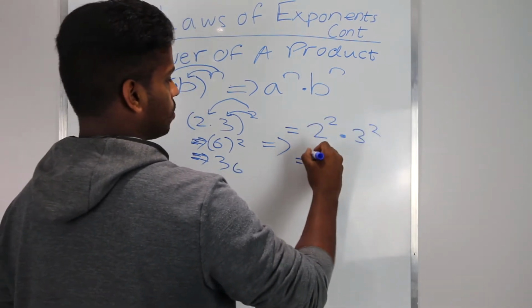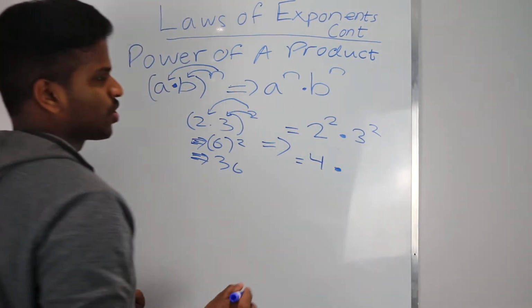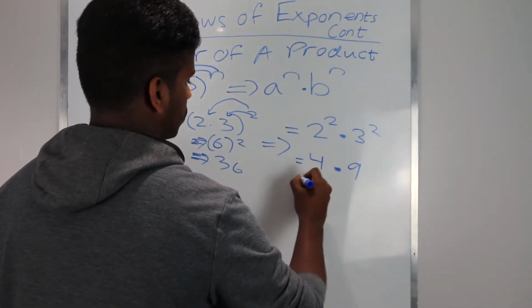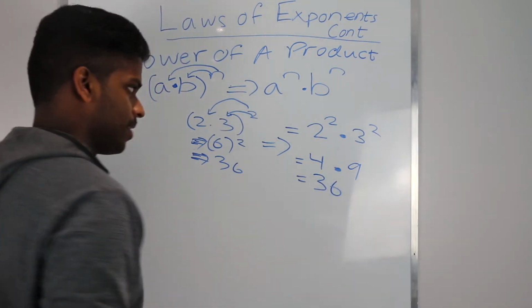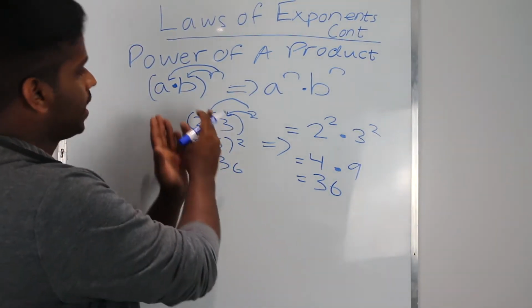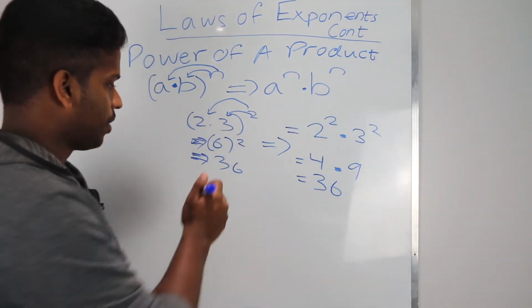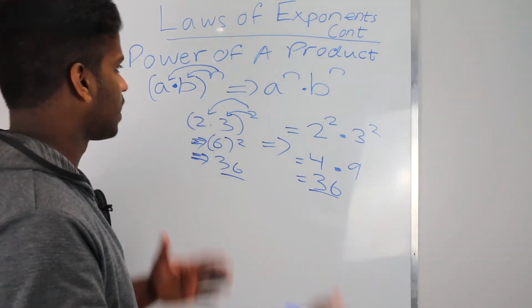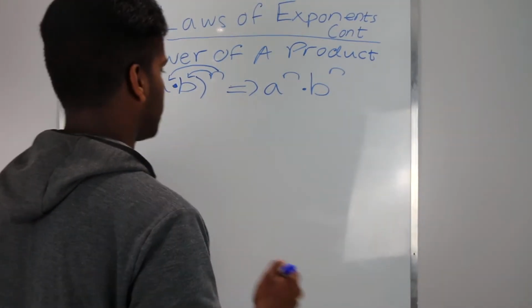So 2 raised to the power of 2 is 4, times 3 raised to the power of 2, which is 9. So 4 times 9 is 36. Notice that we did this problem 2 different ways, and the result is the same. That proves that this law works, or that this law is true. Let me show you a few more examples so you can understand it clearly.